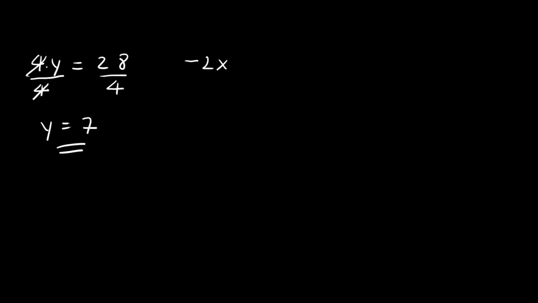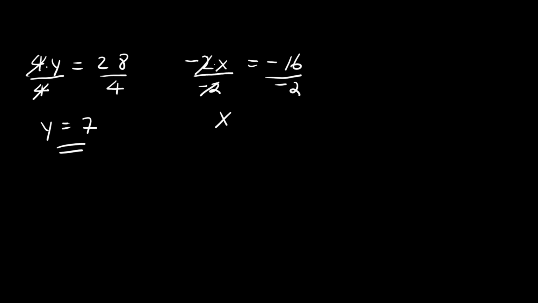Try this one. Negative 2x equal negative 16. So basically you are multiplying negative 2 times x. The opposite of multiplication is division. So let's divide negative 2. Let's divide negative 2 on this side as well.